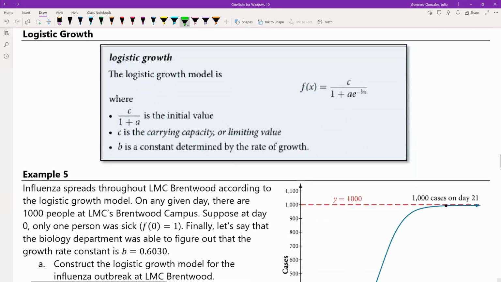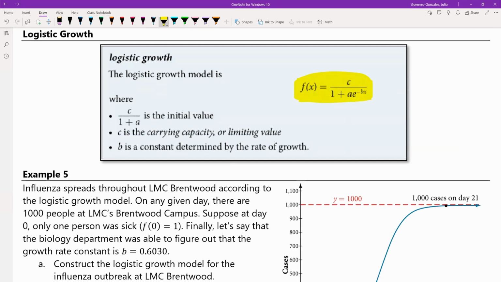The last one, logistic growth. So logistic growth is this equation right here. Hopefully you guys see it. I know it's a little grainy.